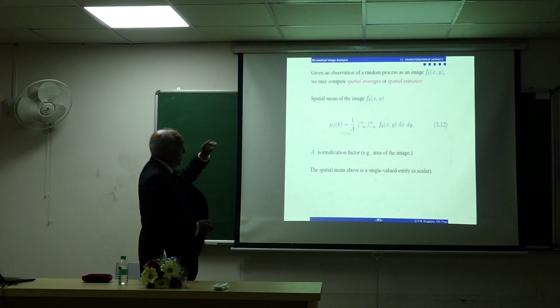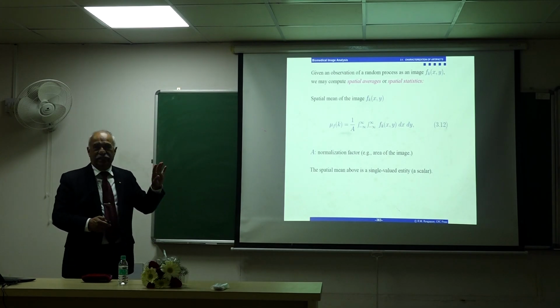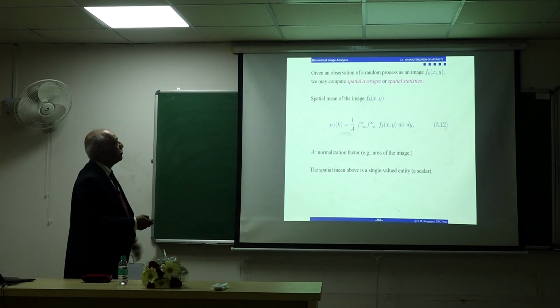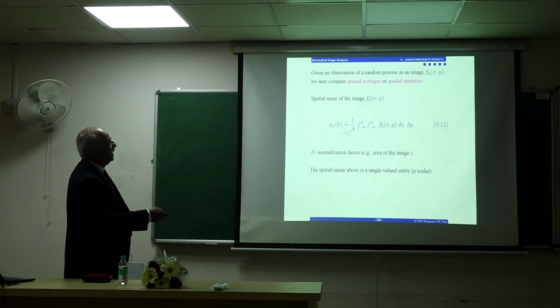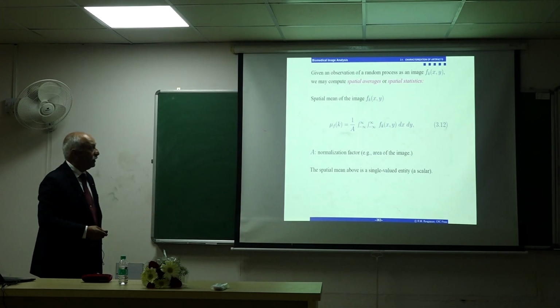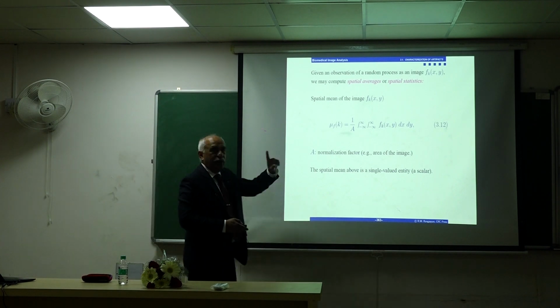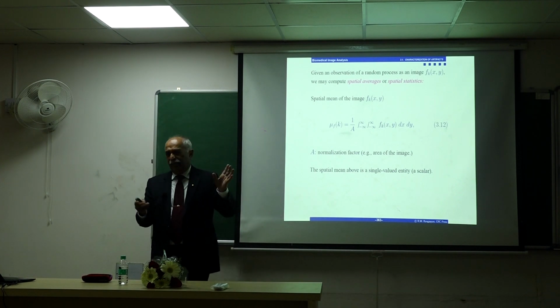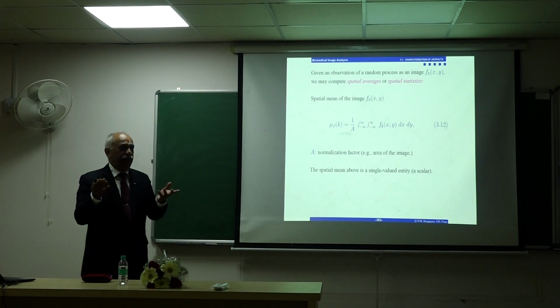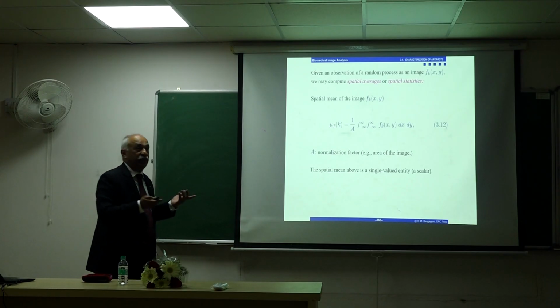So given an observation, f_k(x,y), we may compute spatial averages or spatial statistics. Instead of time, now space. So mu_fk is the integral of f_k(x,y) dx dy, now over space, averaged by the area of the image A. But this is one value for the whole image. The average, mean value, mean intensity, mean density, whatever, one value. It's not very useful. It's not a picture anymore.